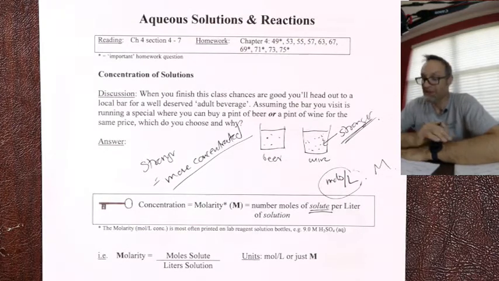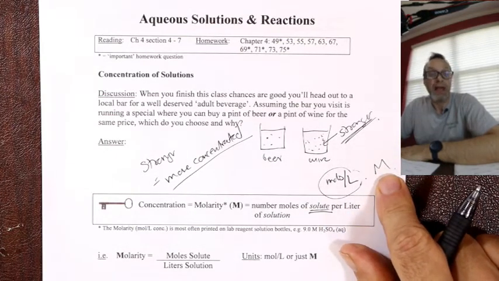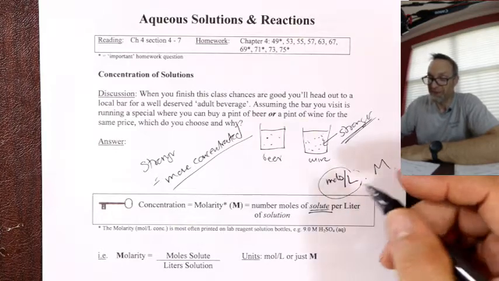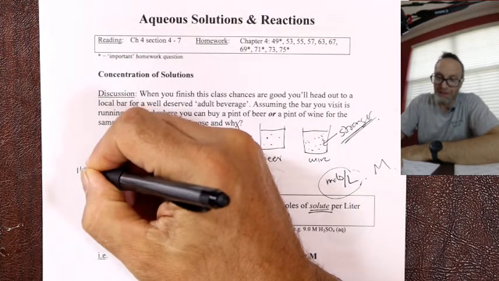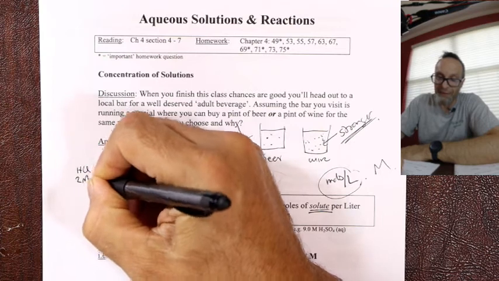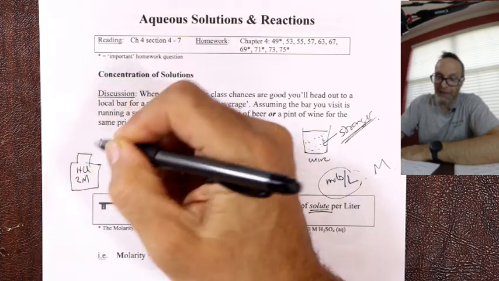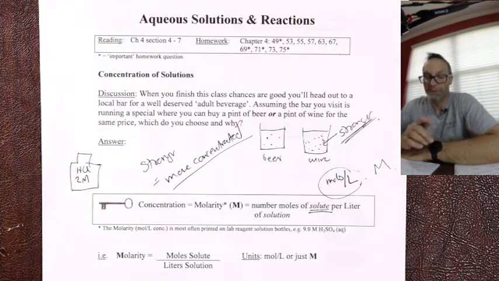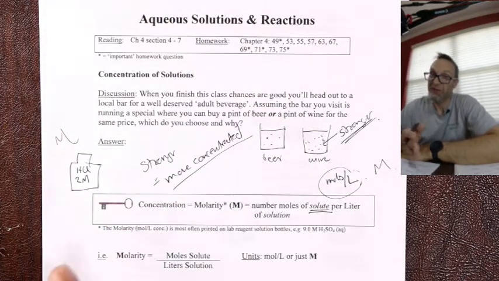So uppercase regular M is molarity, moles per liter strength. You may see, for example, HCl 2M in the lab, right? So that's a bottle of HCl that's 2 moles per liter strength. Not to be confused with italicized M, which is molecular weight. So I know it's a little bit confusing.